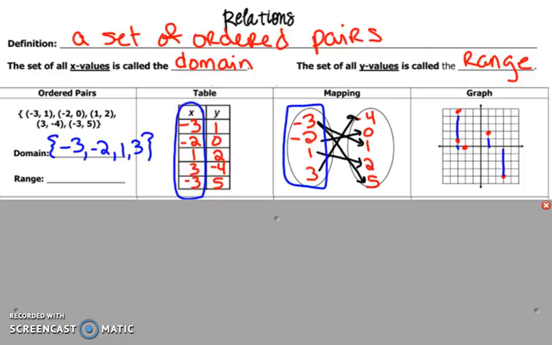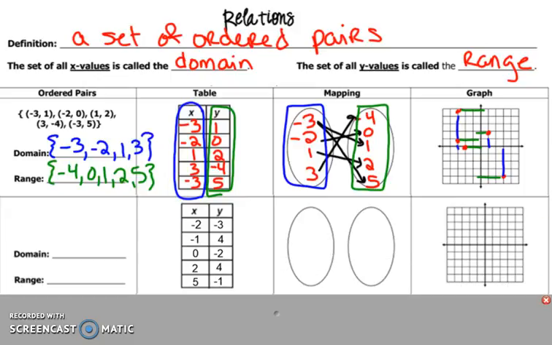For my range, I want to look at my y values. So I'm going to look at the y table, the second part of the mapping, and in this case, I'm going to draw my lines over to my y-axis. And where it hits the y-axis is your range. Now again, we want to put them in ascending order. So it's going to be -4, 0, 1, 2, and 5. And if you notice, my table's not in ascending order. That's okay. Your table doesn't have to be. But when we write our domain and range, we want them to be.